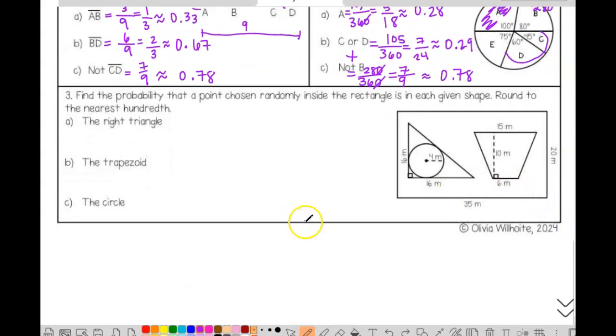So this is the area one, which is where your warm-up came from. It says, find the probability that a point chosen randomly inside the rectangle is in each given shape. Round to the nearest hundredth.